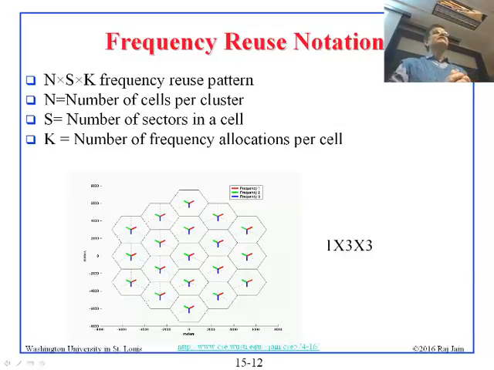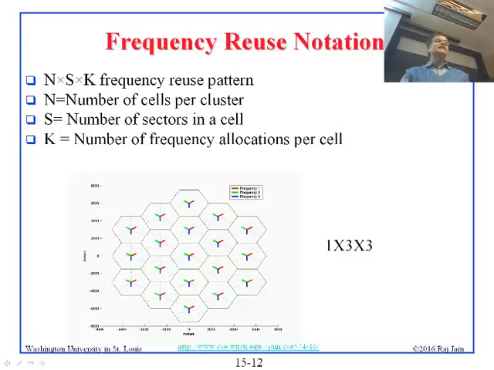Any questions about this? Yeah. In the picture that is shown, where are the sectors basically? I mean, the K is shown. K is shown. K is the number of frequency allocations, which are the red, whatever. Yeah, actually what you are saying is right.